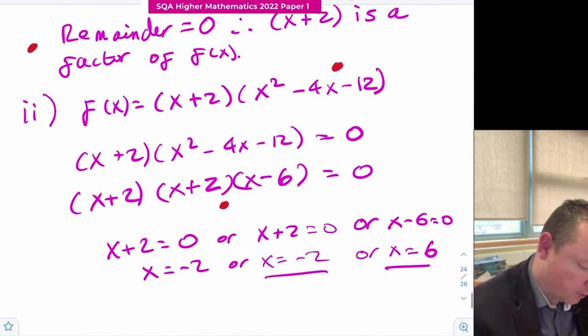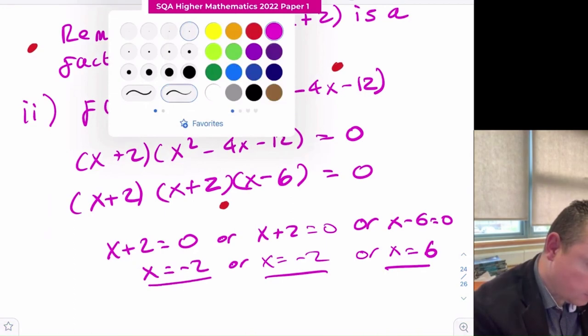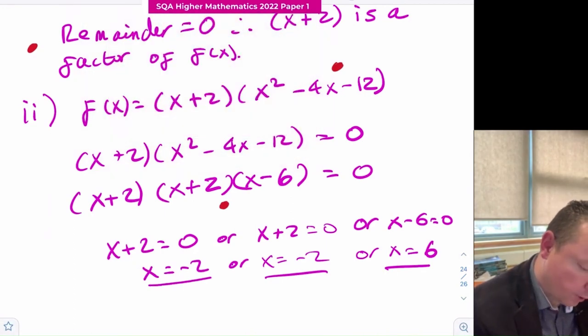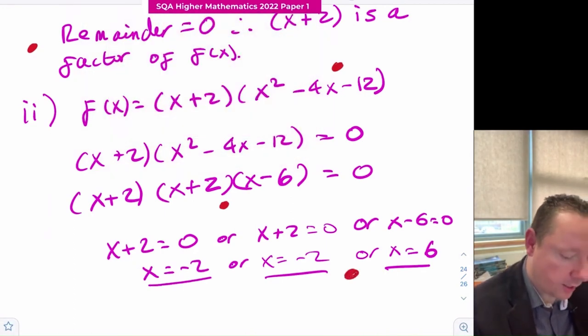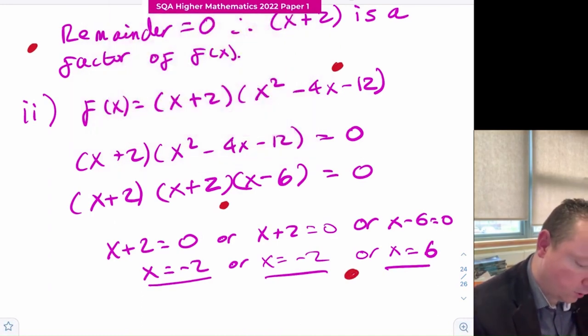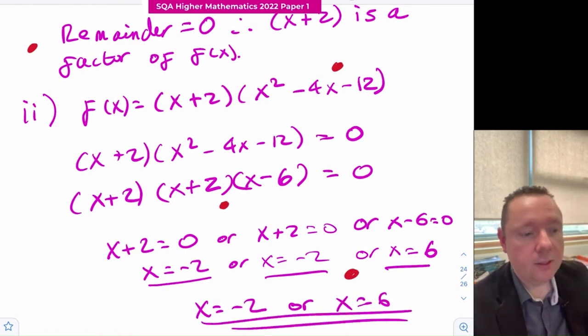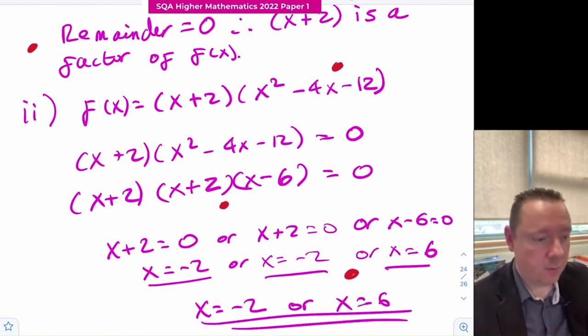So we get our final solution of minus 2 and 6 for our remaining factors. Hence or otherwise solve f of x equals 0. We've already got minus 2. So our other one, forgetting minus 2 and 6. And since it's a repeated factor, we could just say that x equals minus 2 or x equals 6, just to be clear. Minus 2 and 6 give you your final answer mark.